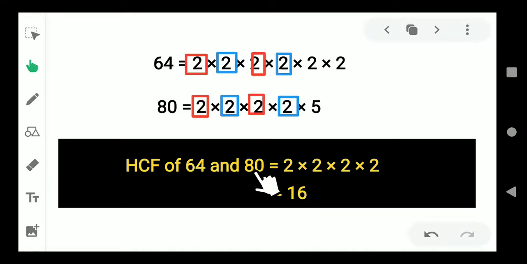HCF of 64 and 80 is equal to: circle the common factors in both these numbers. After that, write here 1, 2. Again one more 2, the second 2. Third, again one more 2 is here and one more set is common. So 2 into 2 is 4, 4 into 2 is 8, 8 into 2 is 16. The HCF of 64 and 80 is 16.